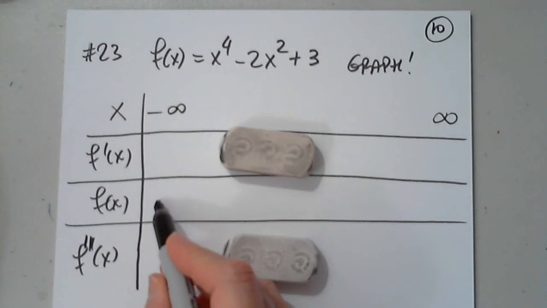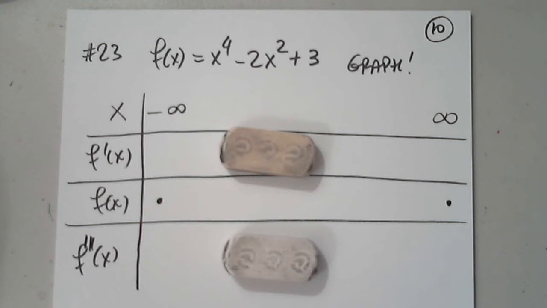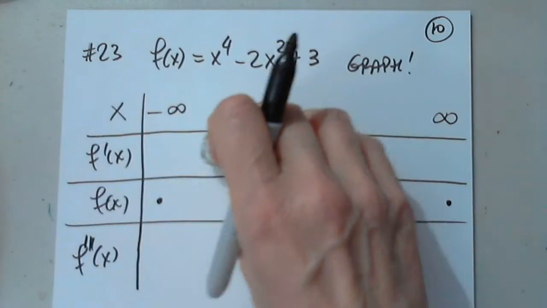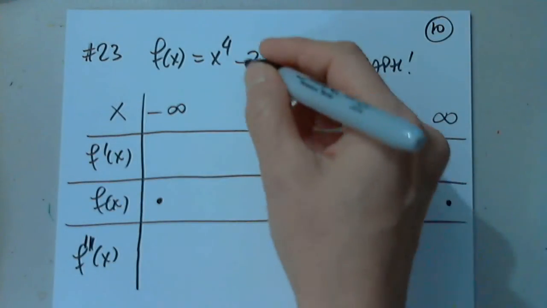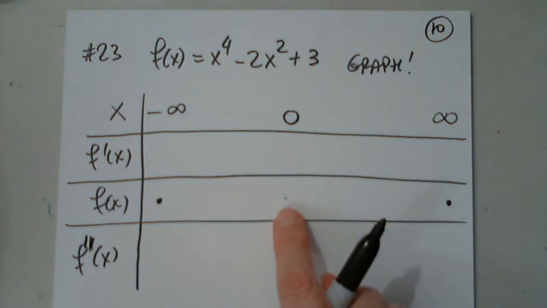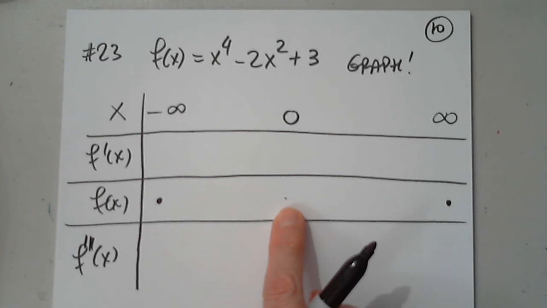I will have to find the limits at infinity and negative infinity, and I will have to find the x and y intercepts. I have to have 0 in the table, and you'll tell me what I have to write for the function when x is 0, what is the value of the function.